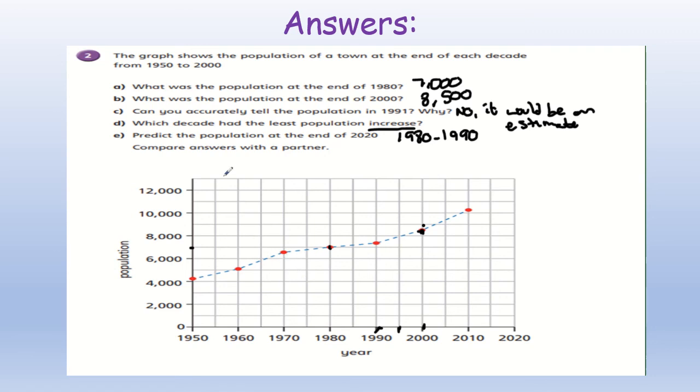Okay, could we predict the population at the end of 2020? Right, looking at the increase, if you carried it on, you might predict it's around there. But again, this is an estimate. So 12,000 estimated population.